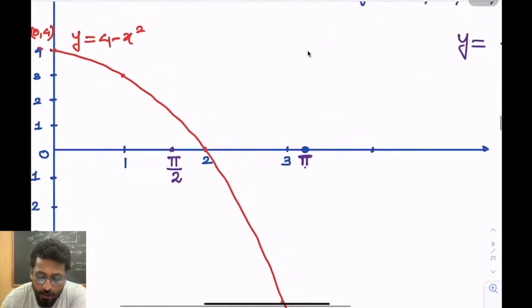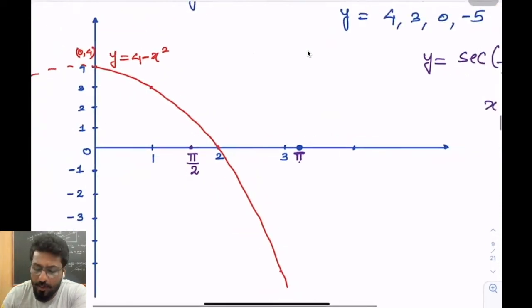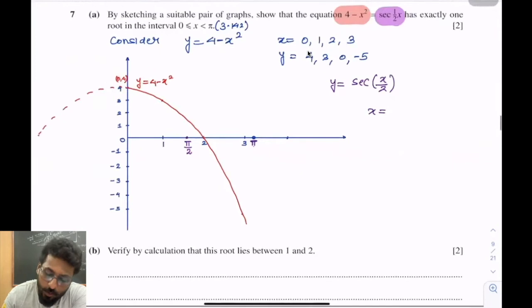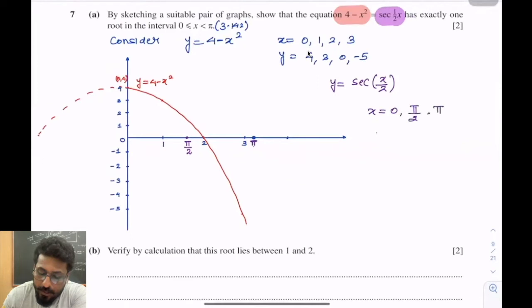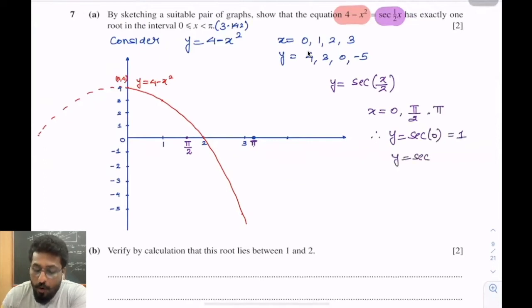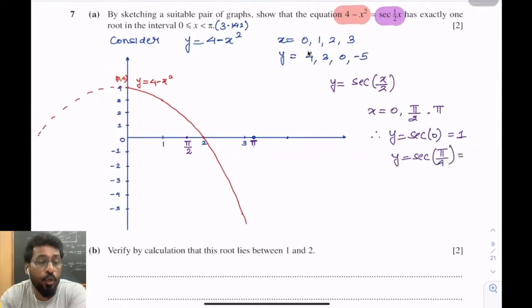So I'm going to take three values, 0, pi by 2 and pi. That will be enough. So x is going to be 0, then pi by 2 and pi. So y would come, sec of x is 0. So sec of 0, that's 1. Then y is going to be sec of x upon 2. x is pi by 2 upon 2. So that's pi by 4. Now, do you know that cos of pi by 4 is 1 over root 2? So I get sec of pi by 4 as root 2. So I write here root 2.